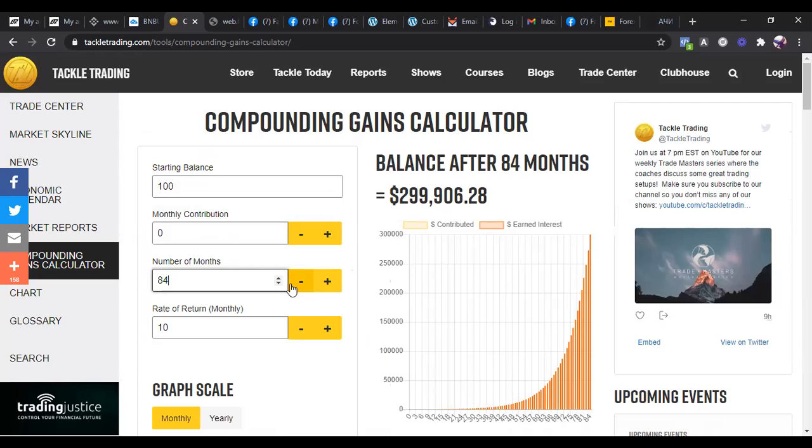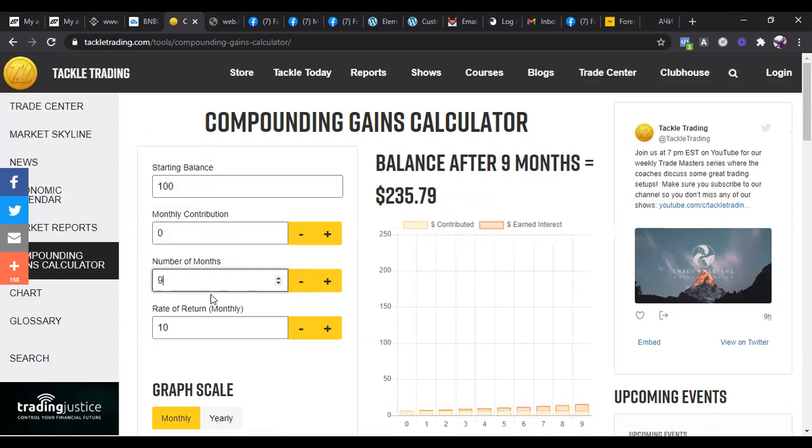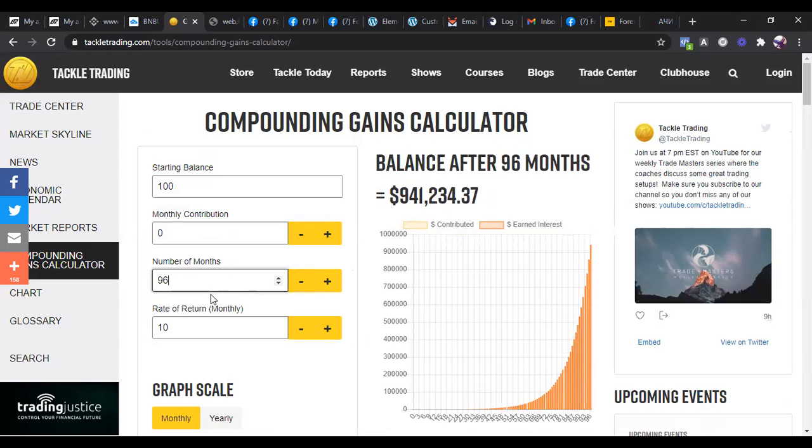What about the 8th year? Let's go down to the 8th year. And for the 8th year, I have $941,234. This is what I have on the 8th year.